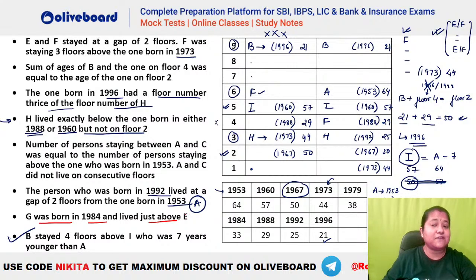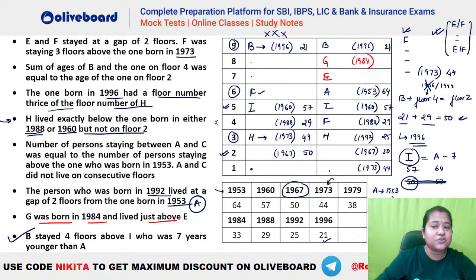So you can see that we have to place G as E. We know that E can be at this position and E can be at this position. But just above E we should have G, who should be born in 1984. That means the only possibility now is E here. So E is this person and G is this person, and G is the person born in 1984. So this person will be 1984 here.